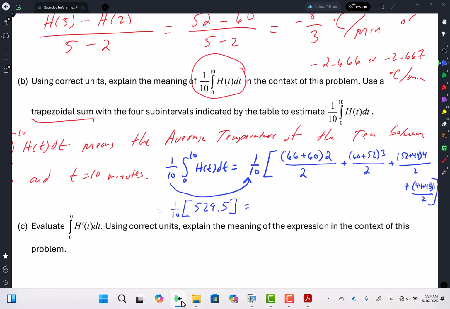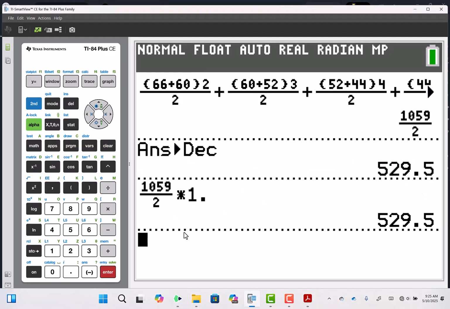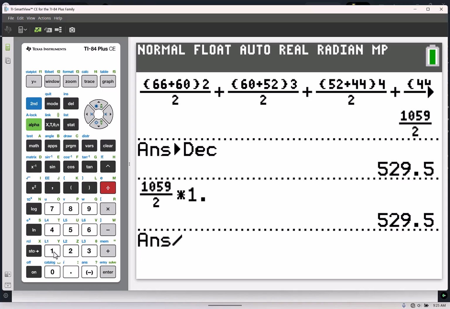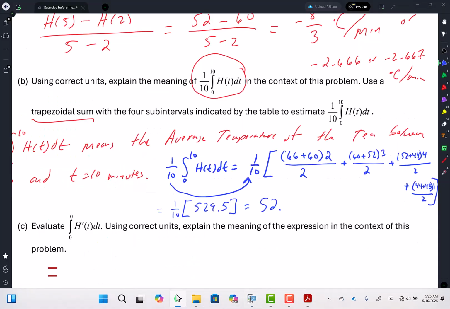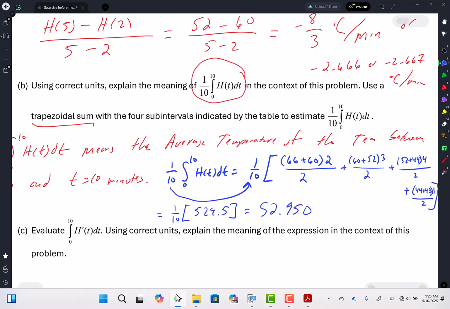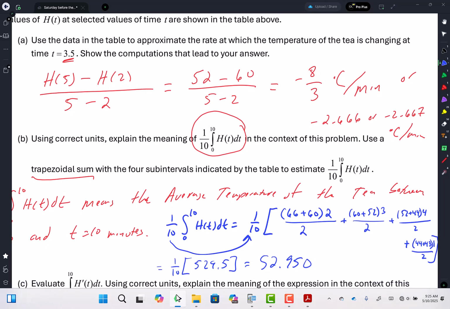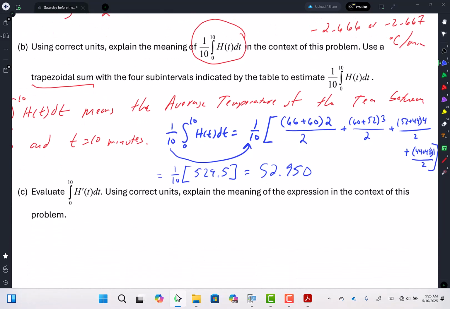529.5. And then divide that by 10. So 52. I need more digits. Oh, I guess it'll be 950, so it doesn't matter. Divided by 10. Yeah, 52.95. Trav, you told me to always put 3 digits after the decimal. You can put the 0 there if you want, but you don't need it. And I need units, so this is going to be degrees Celsius.